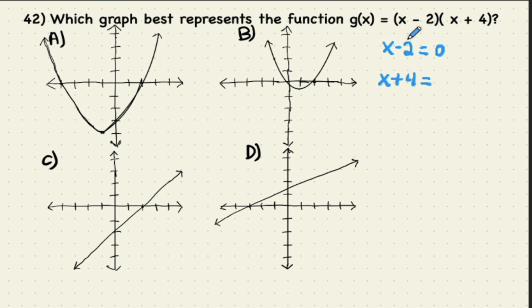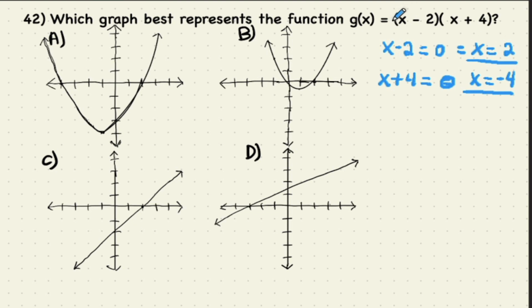Okay, and so when we add 2 to both sides, x equals positive 2. And then this should be 0 right here. x plus 4 equals 0. And then when we set x plus 4 equal to 0 and we subtract 4, we have x equals negative 4. Okay, so our x values are at x equals 2 and x equals negative 4.